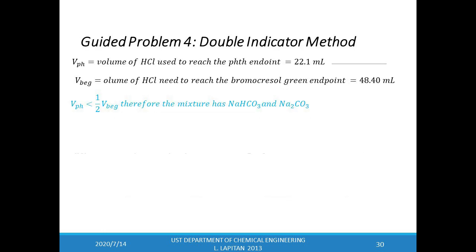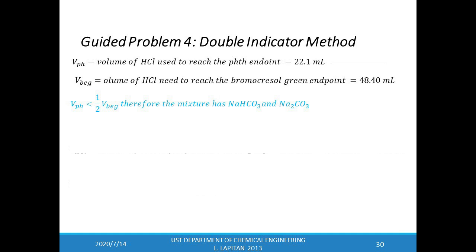Okay, so just like what we did earlier, we have to analyze the volumes of the titrant acid that were used to reach the endpoints in order to deduce the components in the mixture. In this case, we used 22.10 ml of the titrant acid required to reach the phenolphthalein endpoint. In a separate vessel, it required 48.4 ml of the acid to reach the bromocresol green endpoint.